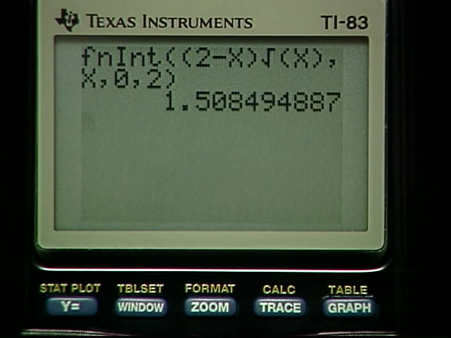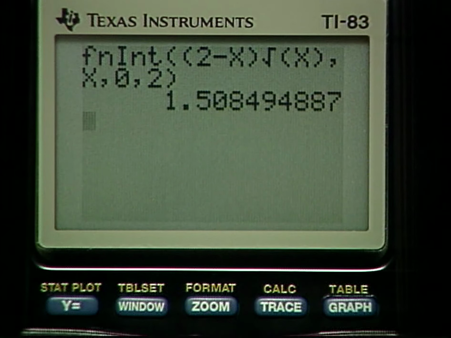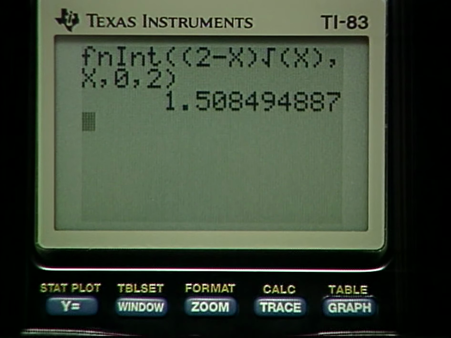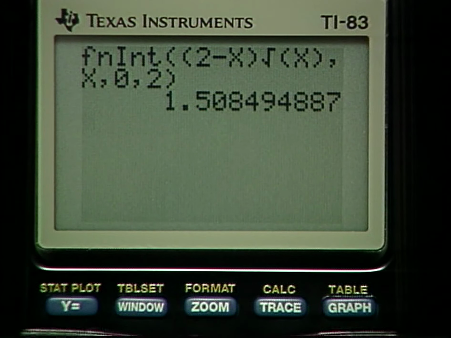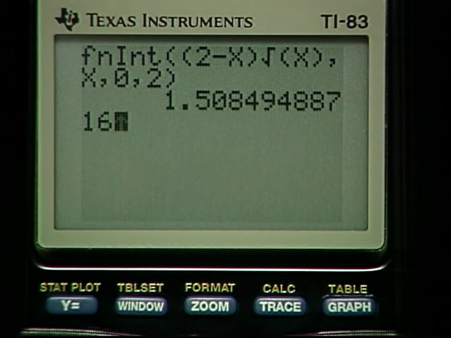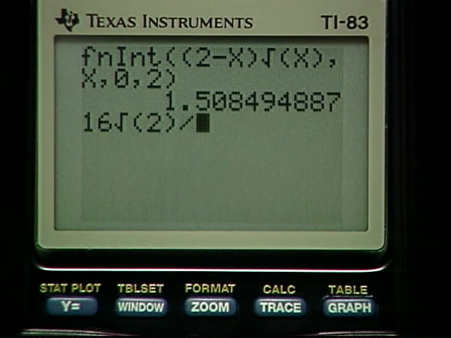Now, we didn't make the calculation like this on the board a few moments ago. The calculation was made as a fraction. Let's go ahead and verify that it's the same number that we have here. We can do that like this. We had on the board 16 times the square root of 2 divided by 15.